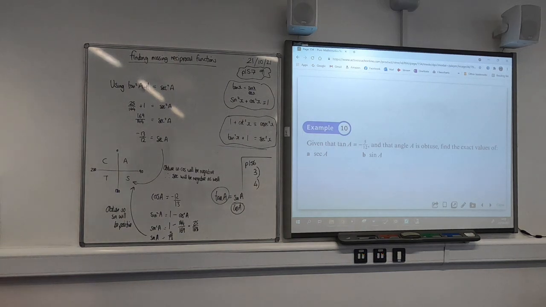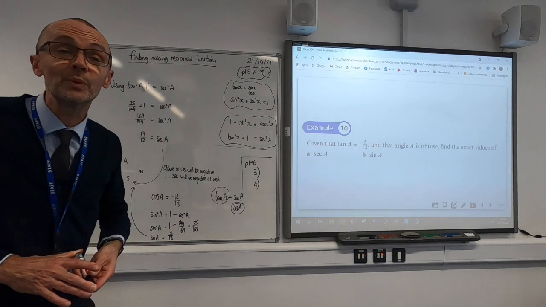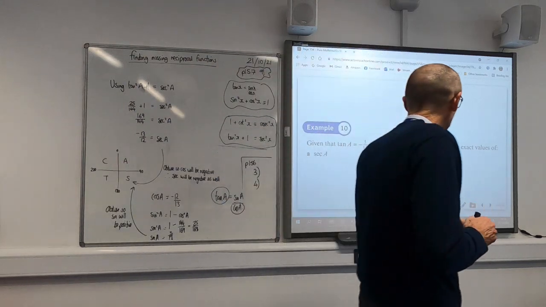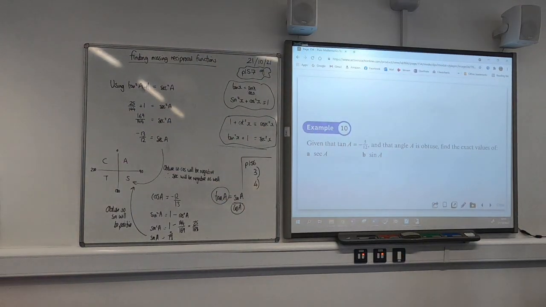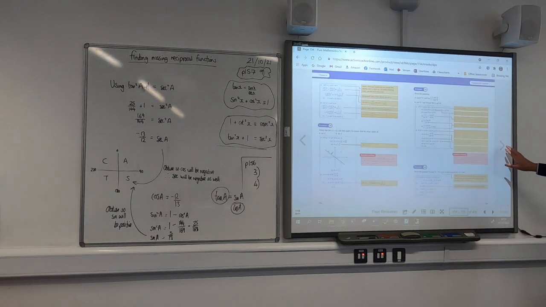So all we're doing here is using these identities with actual values rather than just as algebra. So let's just do a couple of questions on page 156.